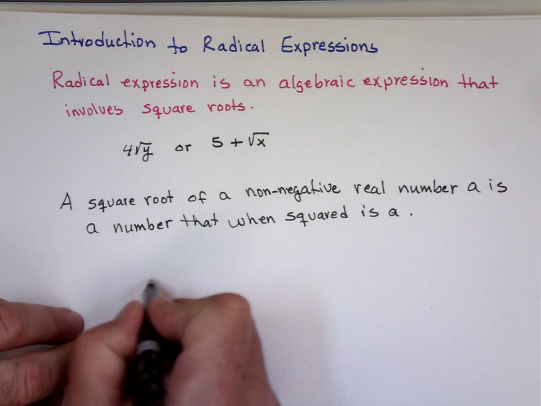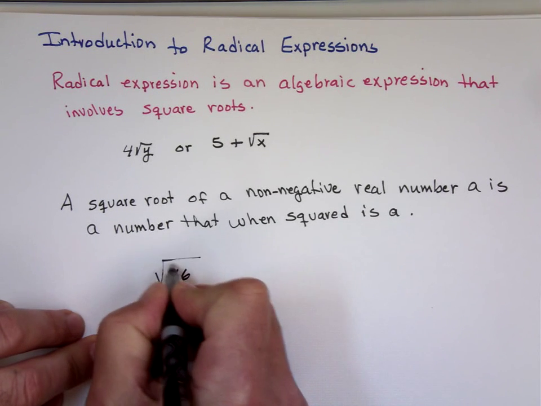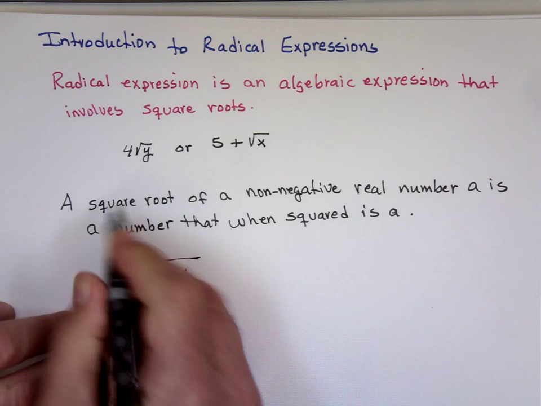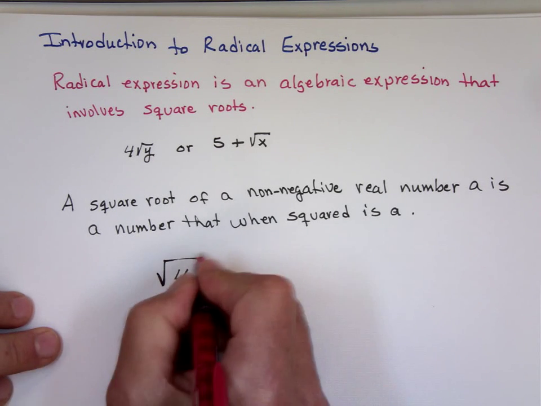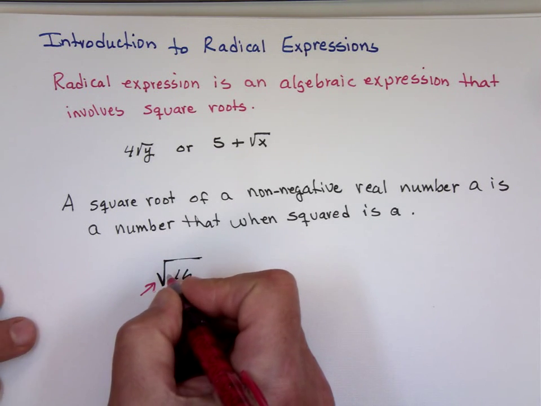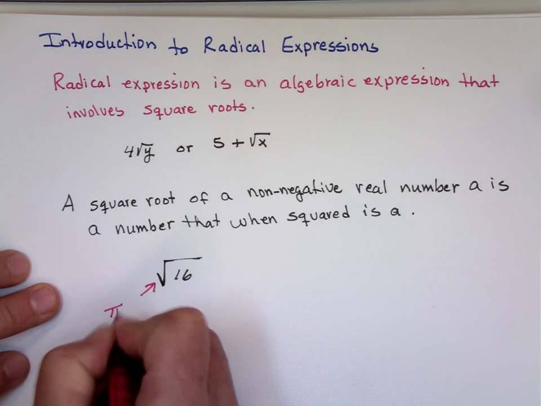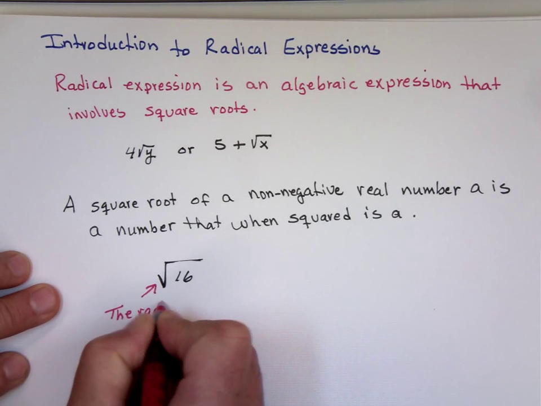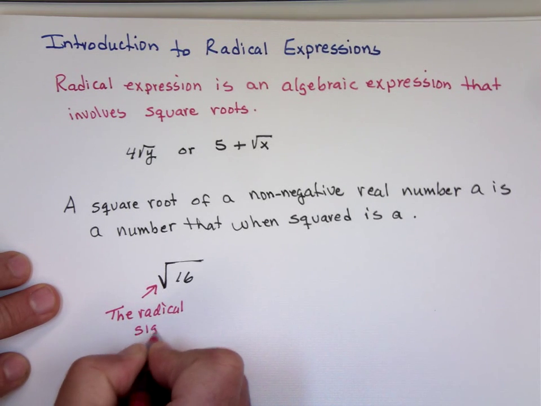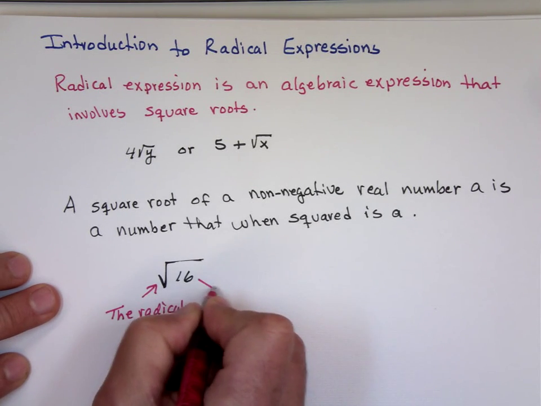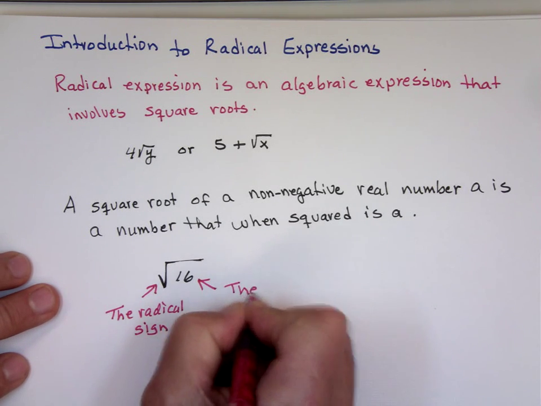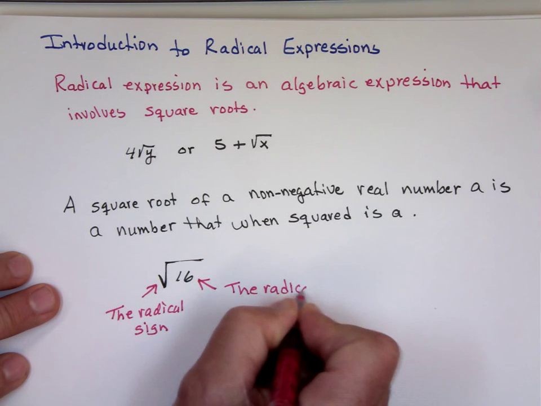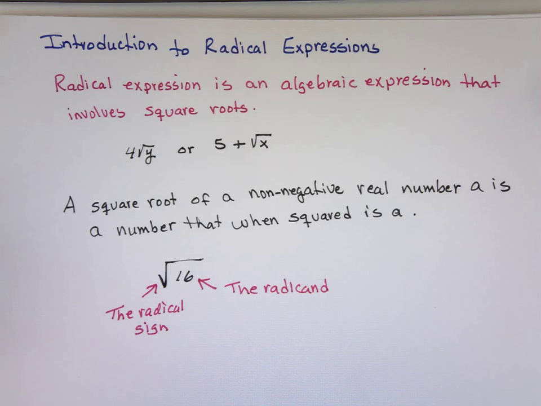So let's take an example, the square root of 16. 16 is a non-negative number. The square root symbol, this little hook here, is called the radical sign. And the 16 here is called the radicand. So what is the square root of 16?